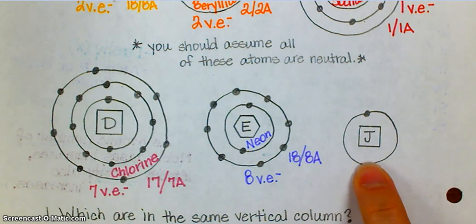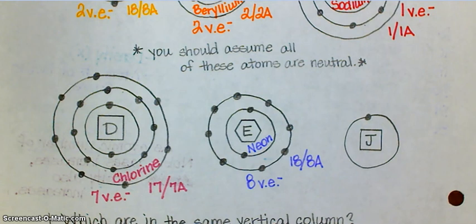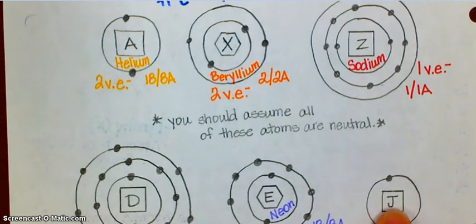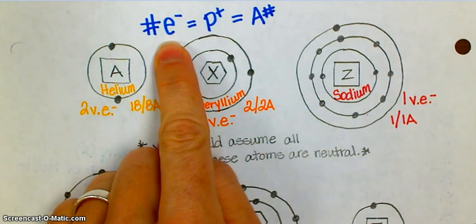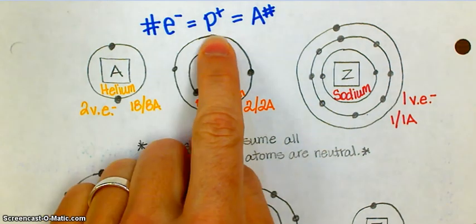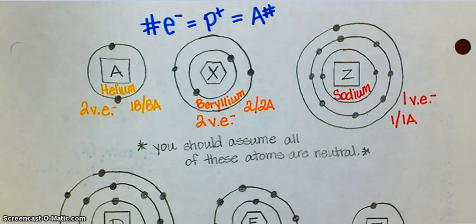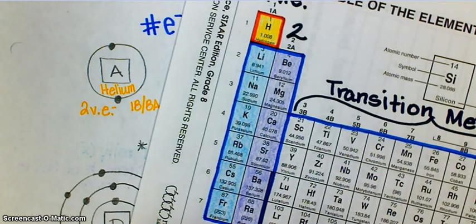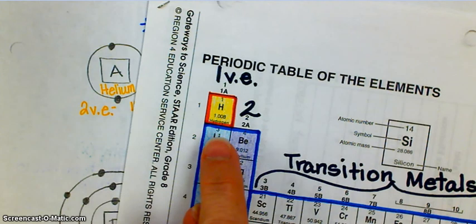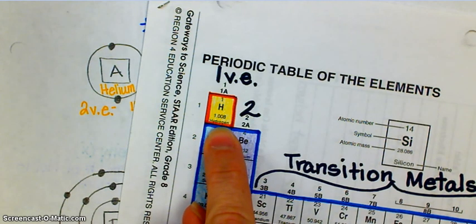We just labeled it J, but we don't really know what element that is. J only has 1 electron, like 1 total electron. So if it's only got 1 electron and it's neutral, then that means it also only has 1 proton, and the atomic number is 1. So we look on the periodic table. The element with only 1 proton, or the atomic number of 1, is hydrogen.